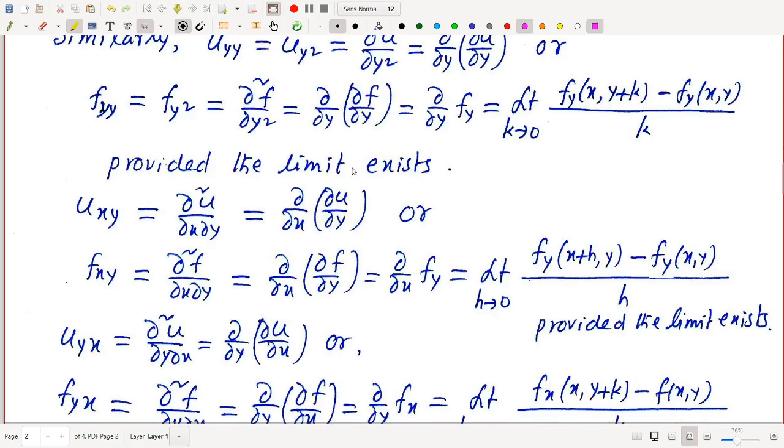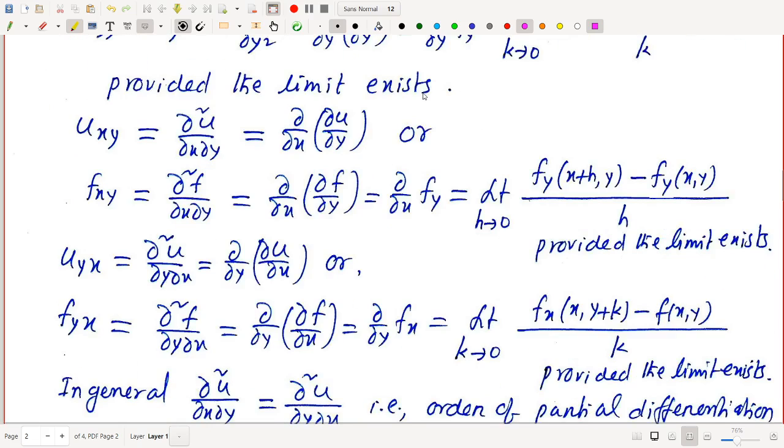Okay. And of course every time we are writing provided the limit exists. If the limit does not exist, then we say that it is not a defined partial derivative. You cannot use this notation at all. The derivative does not exist here.